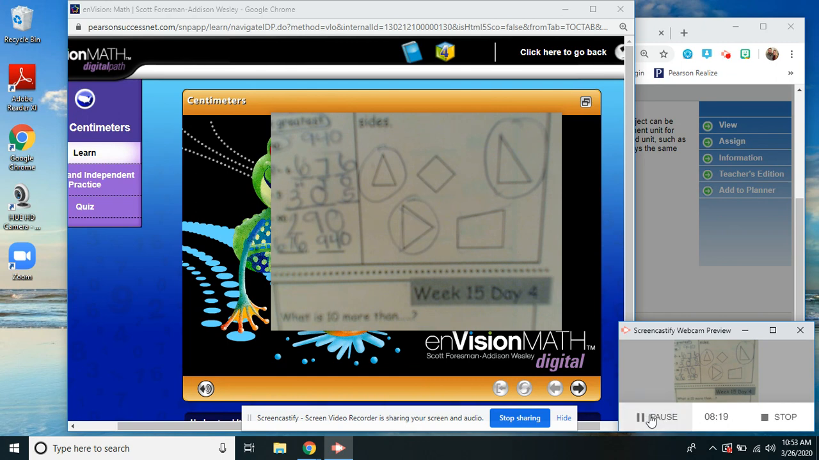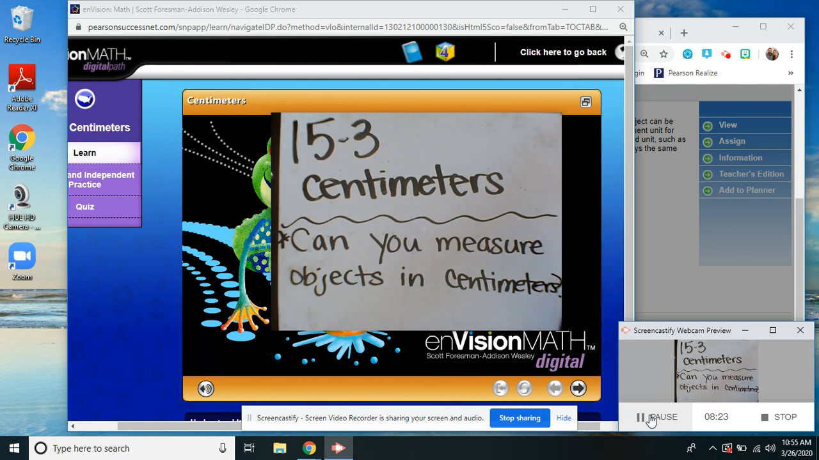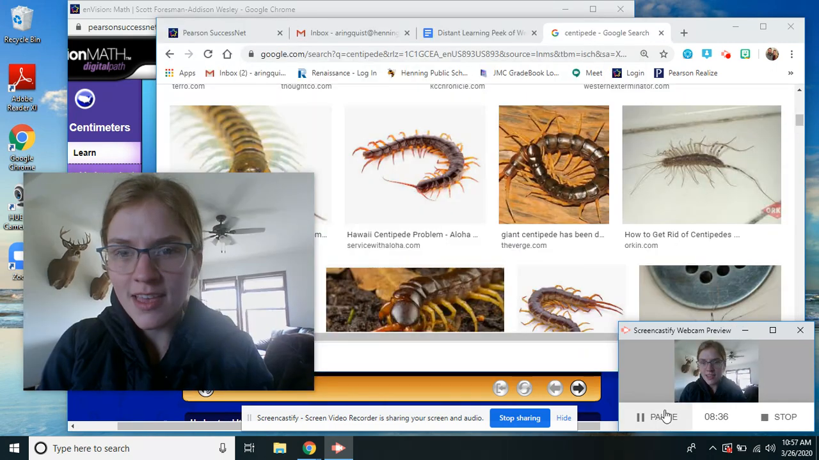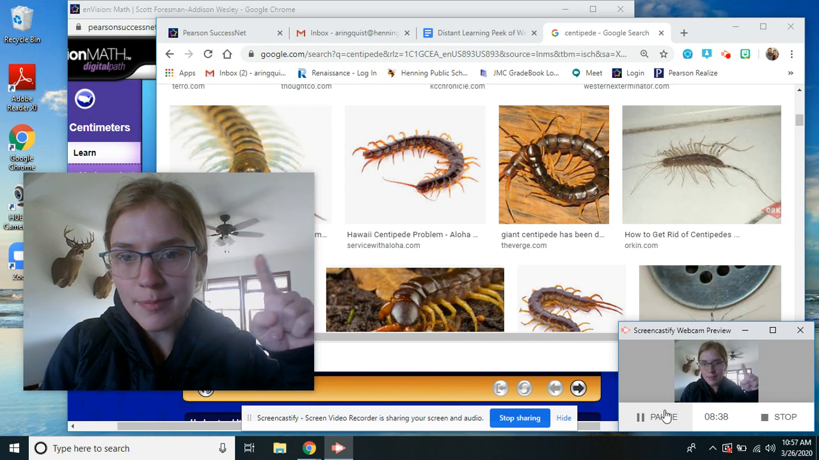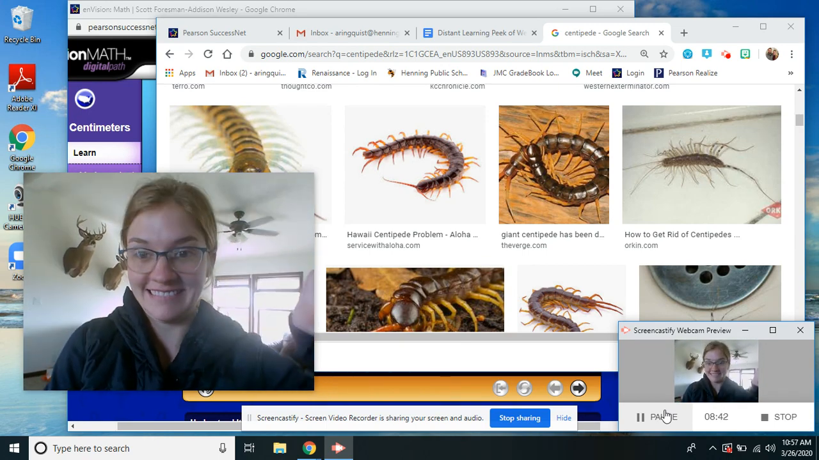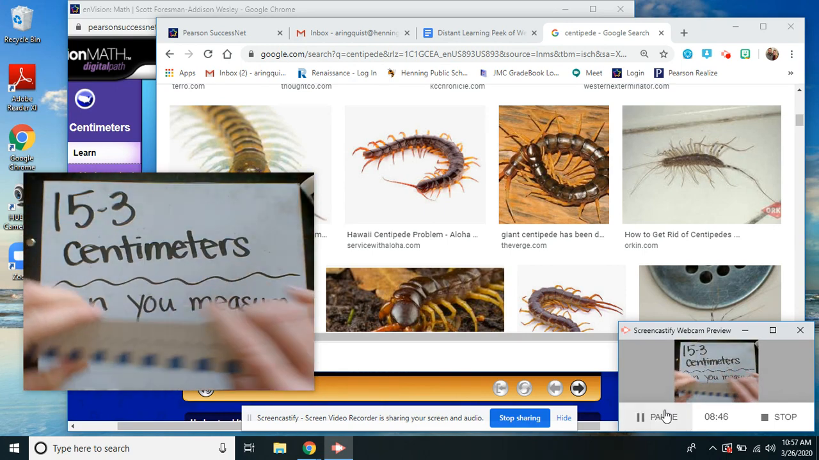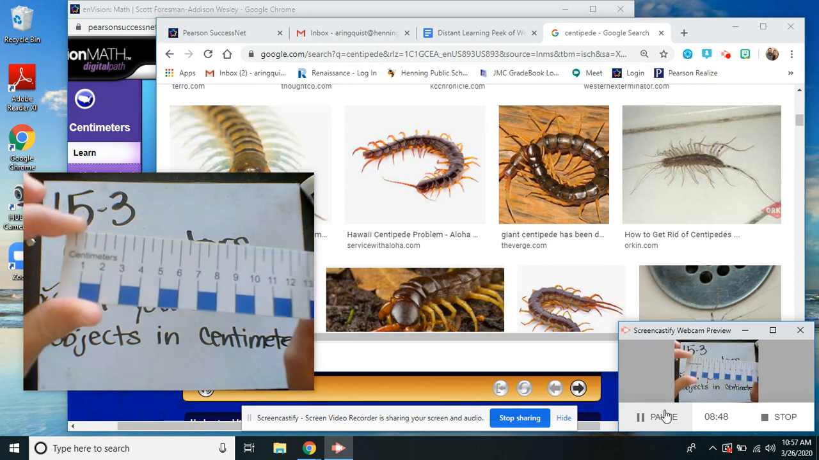All right, you can put this away. All right, back to our lesson of the day of 15.3. We are going to be learning about centimeters. Our math goal of the day is to see if you can measure objects in centimeters. And no, I'm not talking about centipedes like these. Like those. No. We're talking about centimeters.